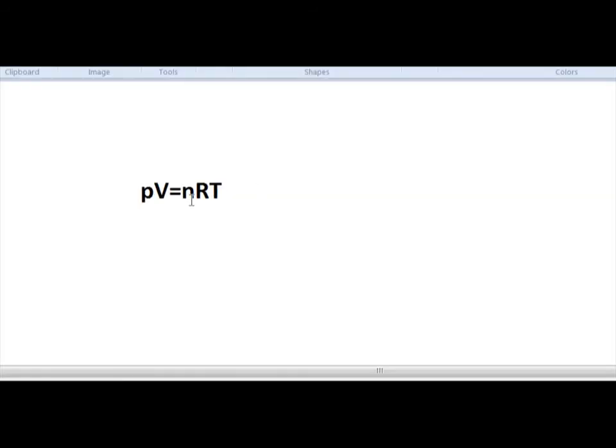And we say this n represents the number of moles, which is the mass of the substance divided by the molecular mass. Okay, this T will be the temperature, this V will be the volume, and P will be the pressure. So depending on what information you are given, you can easily calculate one of the required variables.